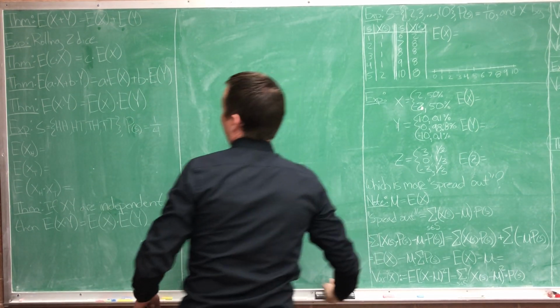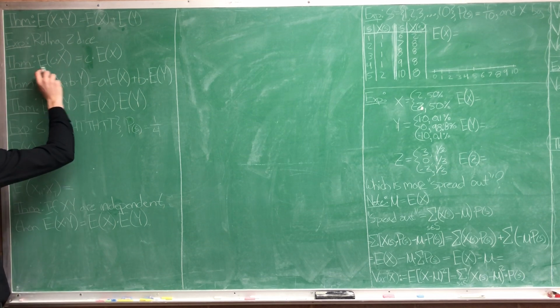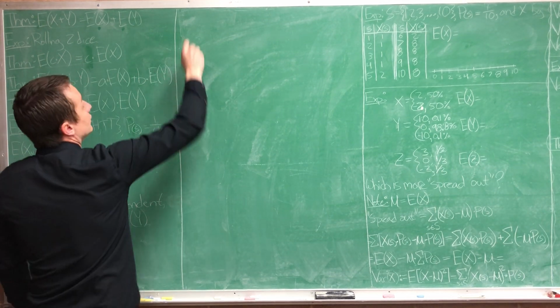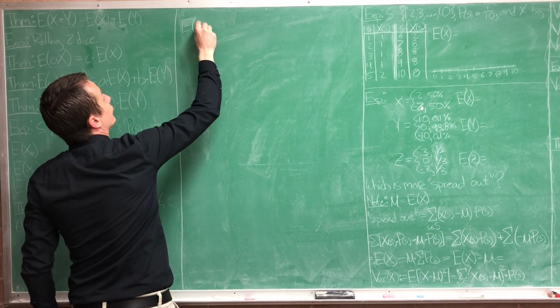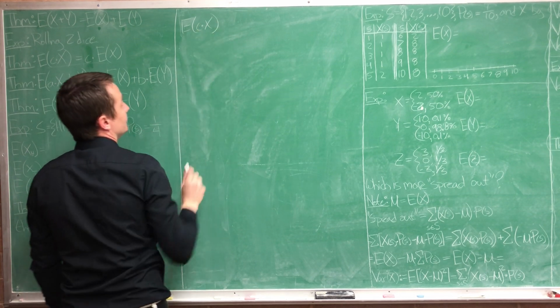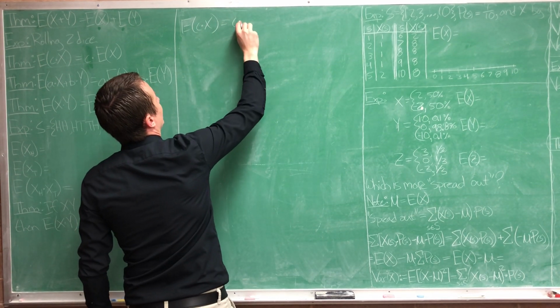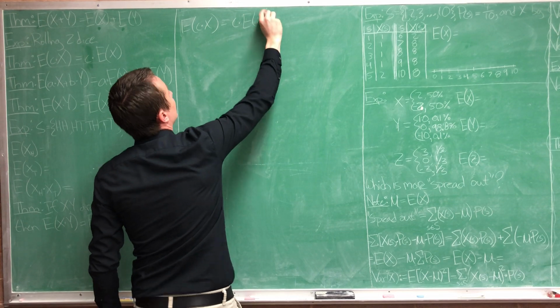Now, our next one was the expected value of some constant times x, proving that that's equal to just that constant times the expected value of x.